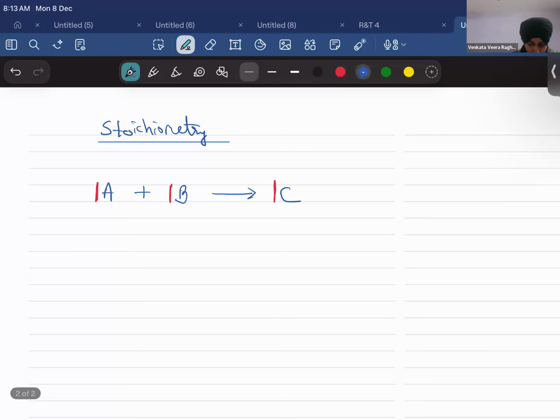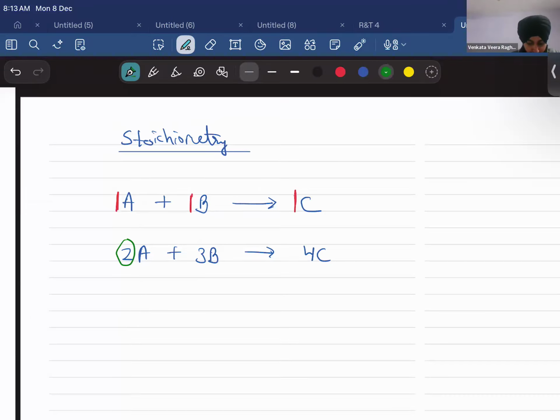Then there is another thing also. Let's say we take a different equation: 2A plus 3B gives me 4C. So what do we understand from this equation? That when two molecules of A react with three molecules of B, then only it will produce four molecules of C. I think it's fine, right? Okay. Then what are these values? These are called stoichiometric coefficients, which tell us how many molecules of A are required to react with how many molecules of B to produce some molecules of C. Is it okay for you?